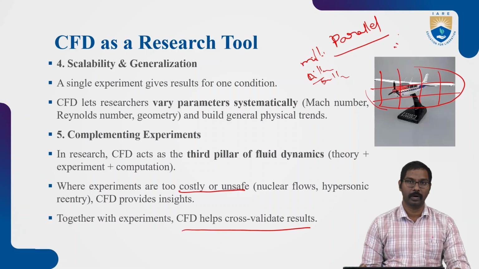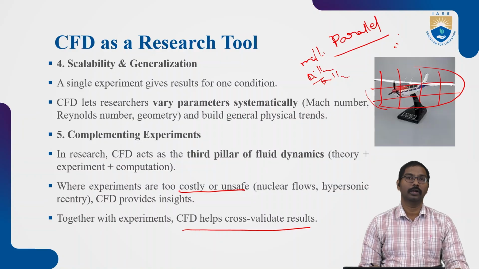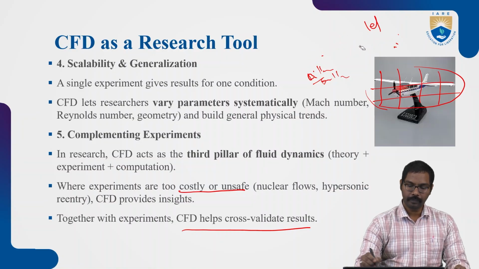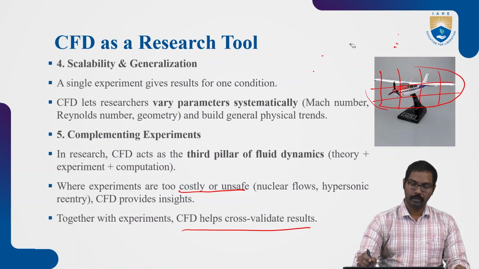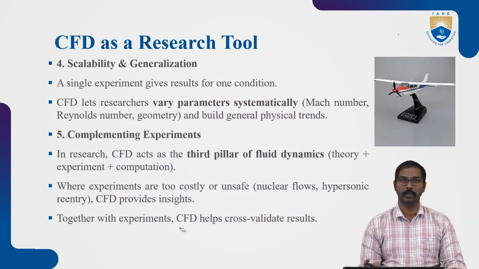for further experiments. Okay, so you have done the basic benchmark validation at 0 degrees angle of attack at 10 meters per second. That model validation, we can do for 20 meters per second or 30 meters per second. That is going to ensure that the results provided by the CFD are correct. So these are the major points why we consider CFD as a research tool.